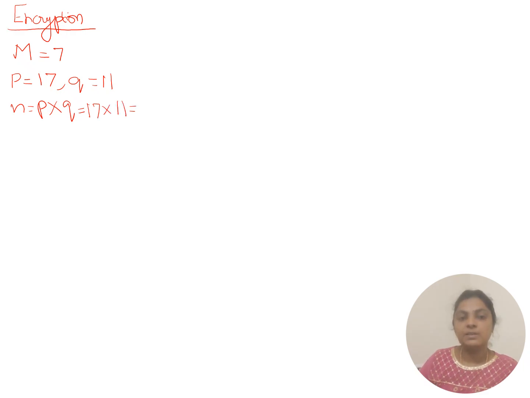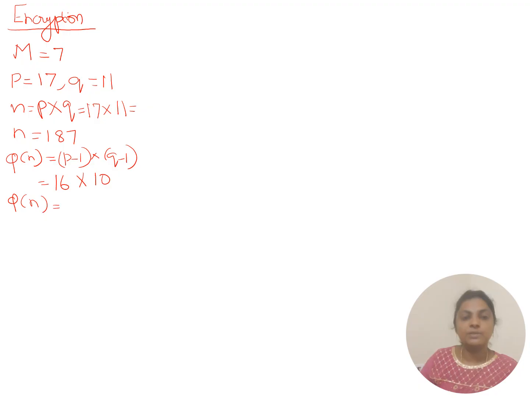That gives us 187. So n equal to 187, and immediately we can find the totient function, which is (p minus 1) into (q minus 1). So 17 minus 1 is 16 into 11 minus 1 is 10. So the totient value is 160. Then the next step is to find out the encryption key.